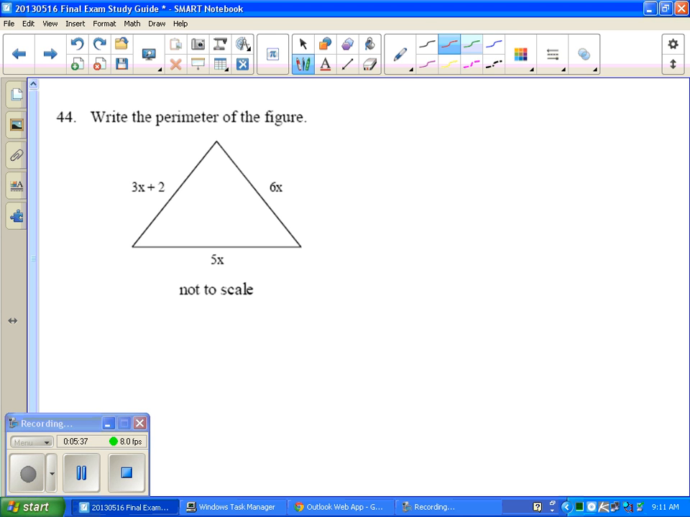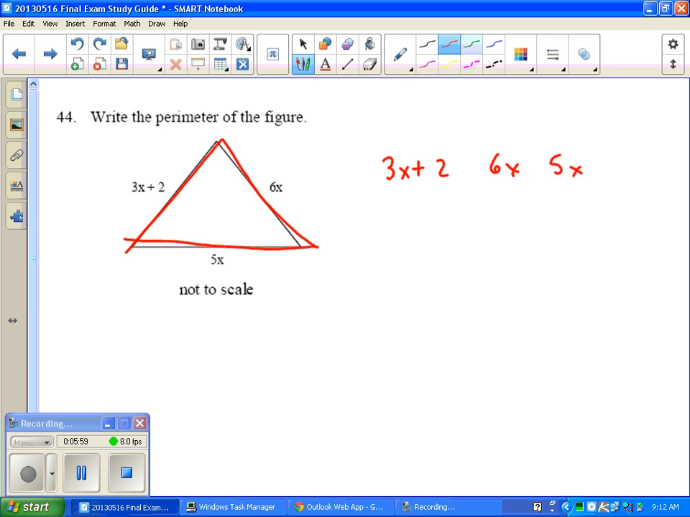Number 44 is actually missing something. It says write the perimeter of the figure. If you just wrote it out, we know that the perimeter of a figure is this plus this plus this. So the value of the first one would be 3x plus 2, the value of the second one is 6x, and the value of the other one is 5x.